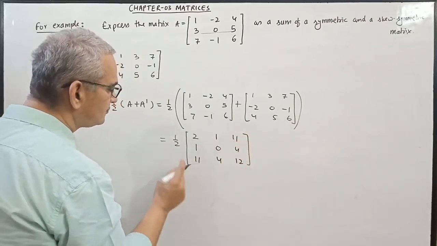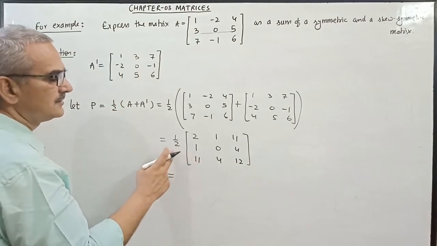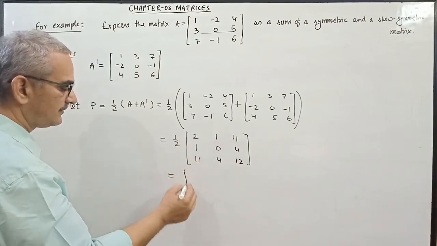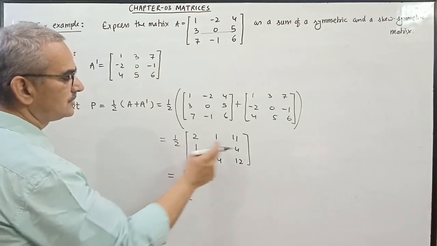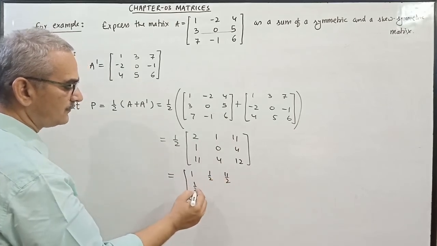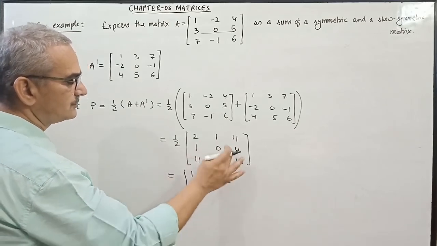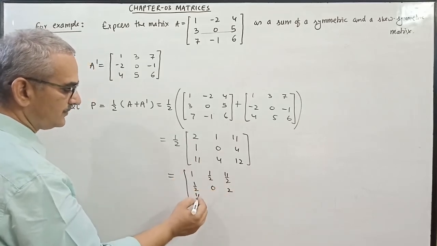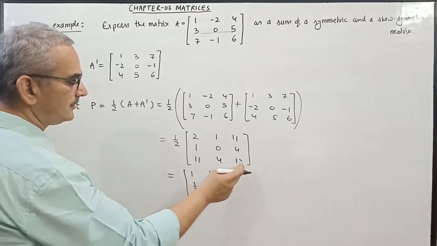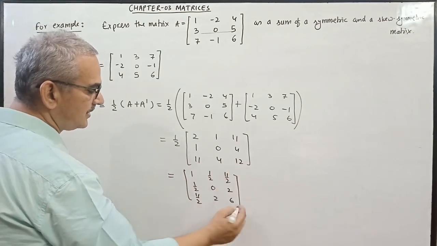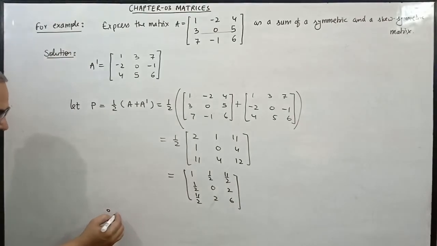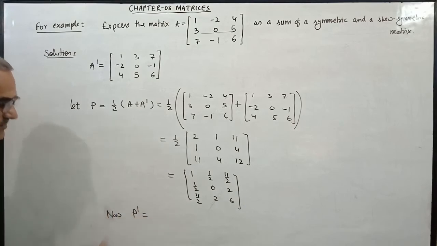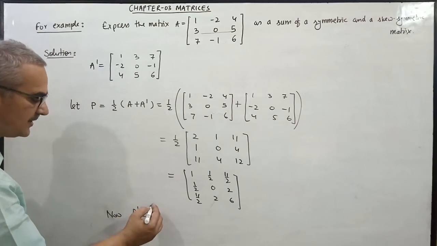Now we have to multiply this matrix by half. It means each and every element of this will be divided by 2. So here we are getting 1, then 1 by 2, then 11 by 2. Then we have 1 by 2, here we have 0 by 2, that is 0, and 4 by 2 is 2. This is 11 by 2, here we have 2, and here we have 12 by 2, that is 6. Now we have to check whether this matrix is symmetric or not. So we have to find out what P dash will be. Let's take what P dash is here.